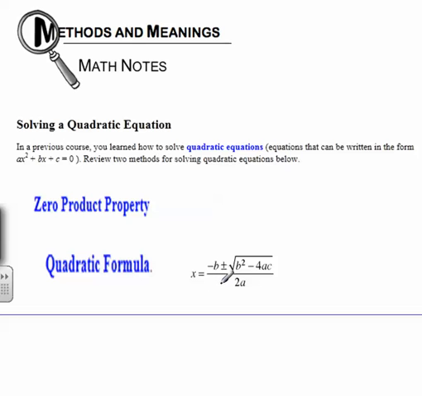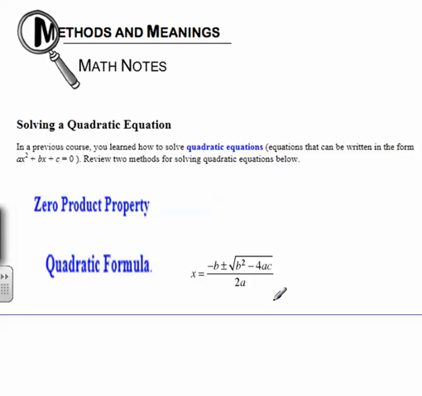X equals negative b plus or minus square root b squared minus 4ac all over 2a. There's the Jingle Bells. X equals negative b plus or minus radical b squared minus 4ac all over 2a. And then there's kind of the swing version. X equals negative b plus or minus square root b squared minus 4ac divided by 2a.